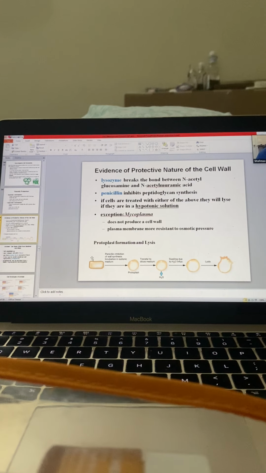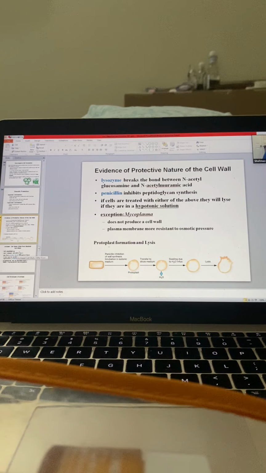So here is a little model for you. This is a rod-shaped bacterium. You treat it with penicillin, the cell wall synthesis will stop, and eventually the cell wall will be destroyed, and your cell will come into a spherical shape because the shape of the bacterium is maintained by the cell wall. So if the cell wall has dissolved, now you have something called a protoplast. The protoplast is a cell that is devoid of a cell wall. And then when you transfer it into a dilute medium, a hypotonic environment, water will go in, the swelling of the cell will occur, and eventually it will lyse.